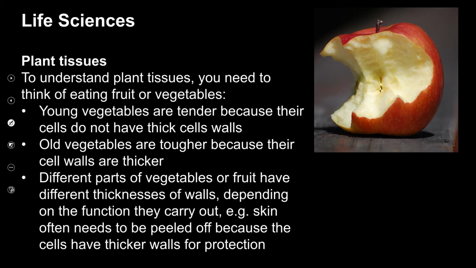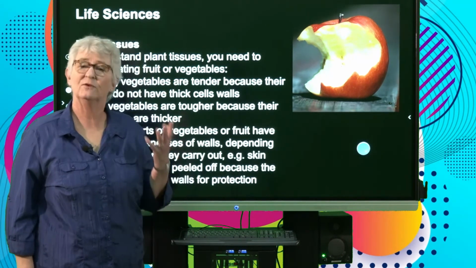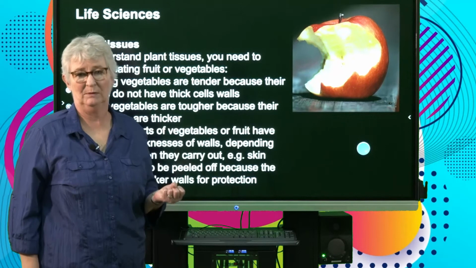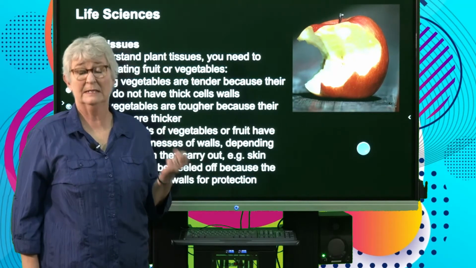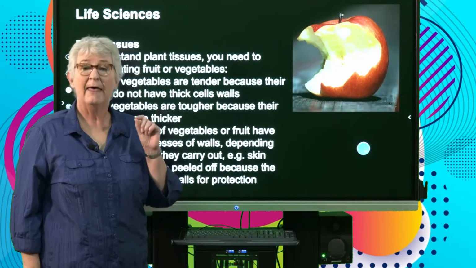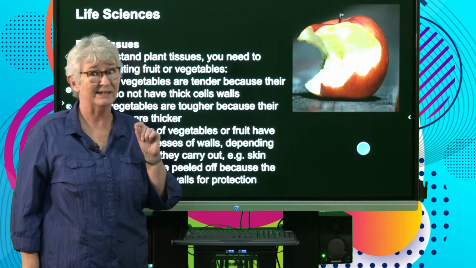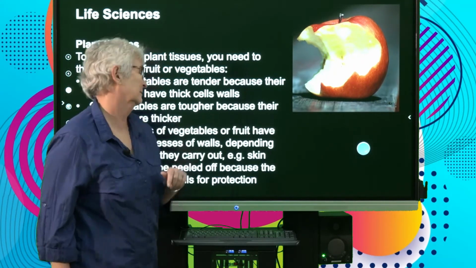To understand tissues, we need to think of it in practical terms. For example, eating an apple. Eating your vegetables which your parents tell you you must eat. Sometimes they're delicious to eat and sometimes they're a little bit tough. That depends on what the cells in that particular vegetable are like.